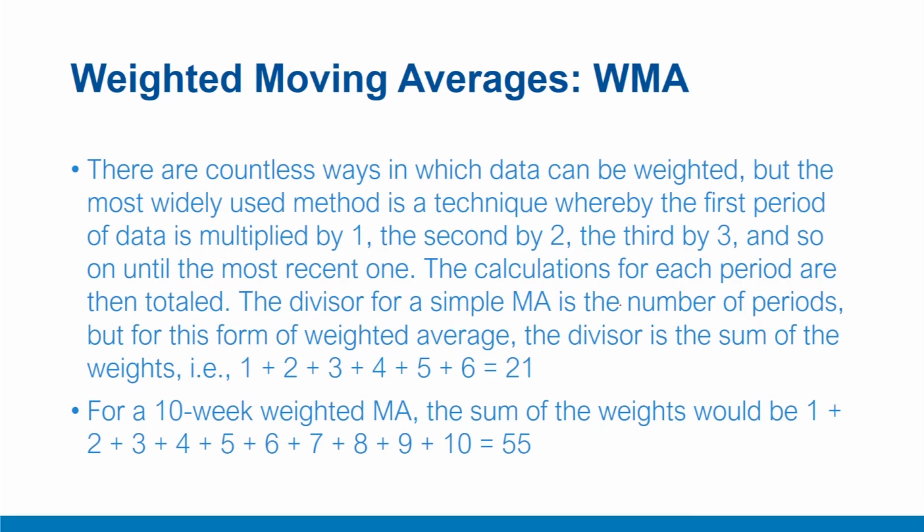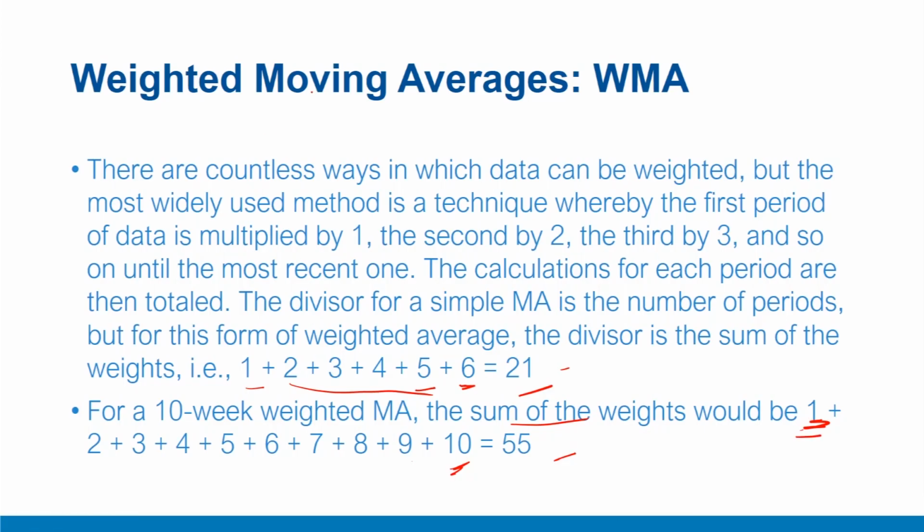Let's take an example. If you have 6 observations, the most recent observation will be multiplied by 6 because there are 6 periods or 6 observations, then the previous observation by 5, and the last observation by 1. The total of all these is 21, so the divisor will be 21. Similarly, for a 10-week WMA, the sum of the weights from 1 to 10 is 55. The most recent observation will be multiplied with 10, the previous one with 9, and so on and so forth until the last observation is given a weight of 1.